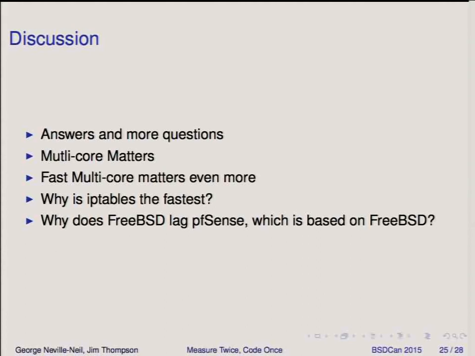Why is IP tables the fastest, right? So one of the things that we're going to need to do next, or we, basically me, unless someone else wants to volunteer, is to dig into why the Linux stuff is faster. Do they use RCU because they can get away with it? I mean, because IBM lets them? Is there something they're doing there that's just better? And can we learn from them? I wouldn't use the word steal. And why does FreeBSD lag pfSense when pfSense is based on FreeBSD? So what are the people who were working on something that really was a firewall do to improve their performance? That's actually pretty important.